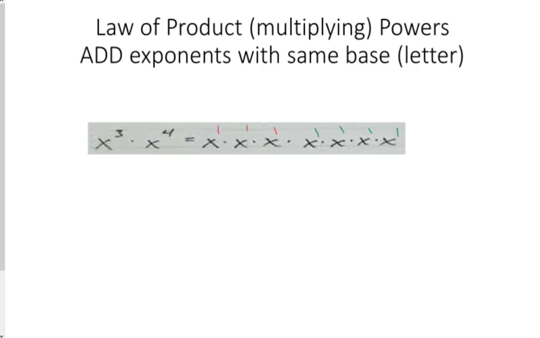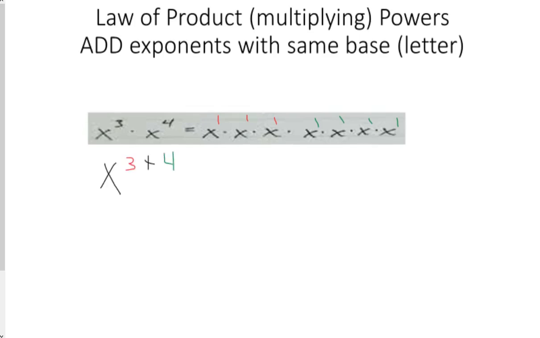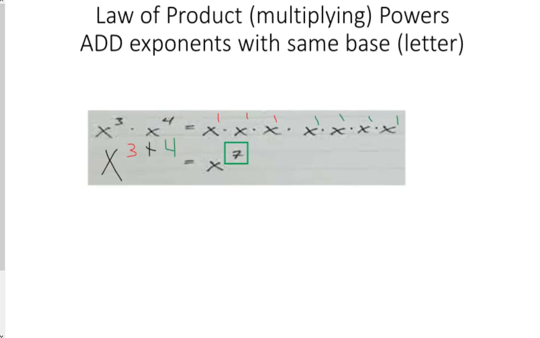And each of these x's has an invisible one as the exponent. So I'm just giving you a little background on why this law is the way it is. When you add up the 3 x's plus the 4 x's, each of them having an invisible one as the exponent, you get 3 plus 4, which is x to the 7th. Okay, so that is the law of product of powers, or multiplying powers. Add the exponents if they have the same base or the same letter.